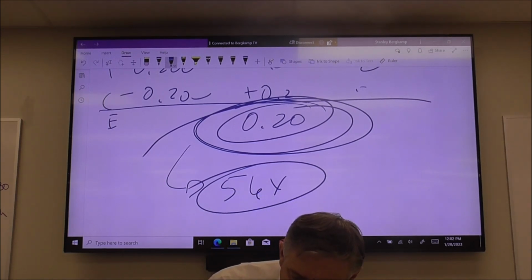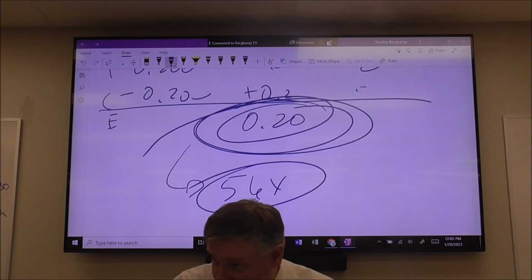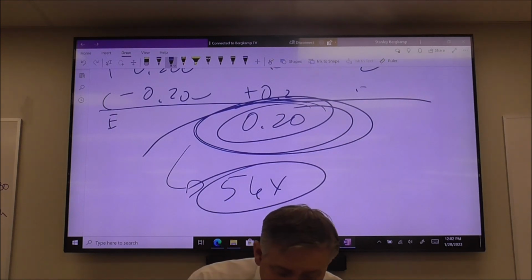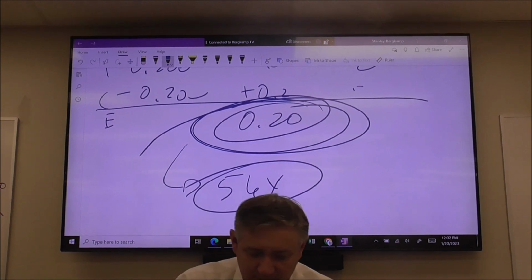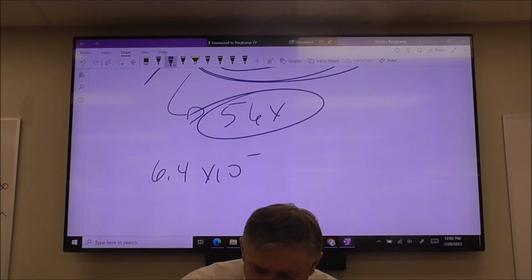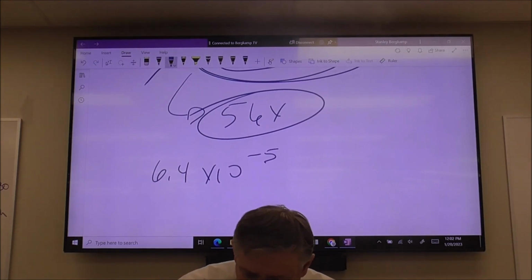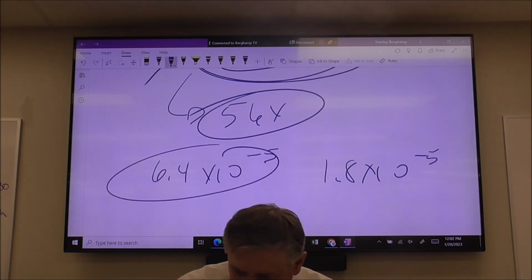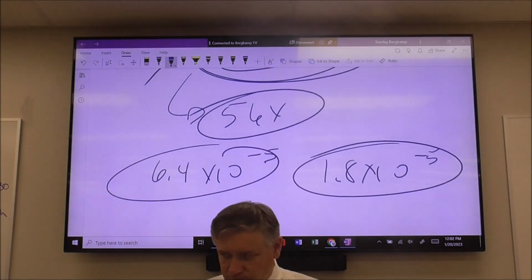One is 6.4 times 10 to the negative fifth, which is up like there on number 1. And then on number 3, I'm going to give you a second Ka value of 1.8 times 10 to the negative fifth. So you have 6.4 times 10 to the negative fifth, and then you have 1.8 times 10 to the negative fifth. Okay? All right? It's cool.